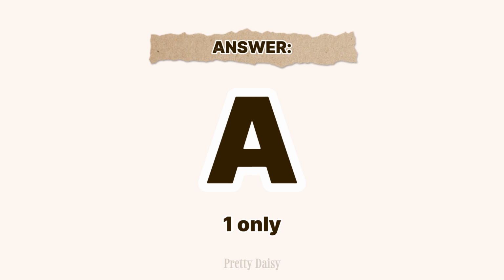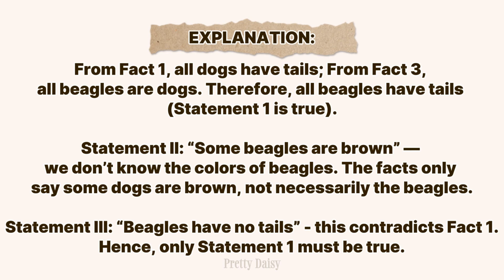Answer: A. 1 only. From fact 1, all dogs have tails. From fact 3, all beagles are dogs. Therefore, all beagles have tails. Statement 1 is true. Statement 2, some beagles are brown: we don't know the colors of beagles. The facts only say some dogs are brown, not necessarily the beagles. Statement 3, beagles have no tails: this contradicts fact 1. Hence, only statement 1 must be true.